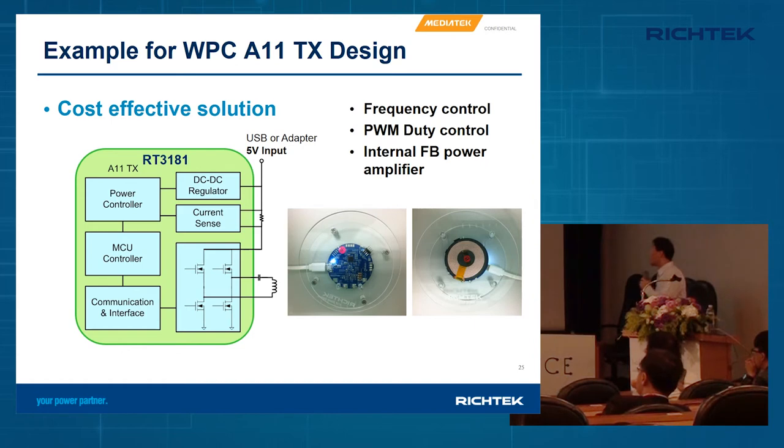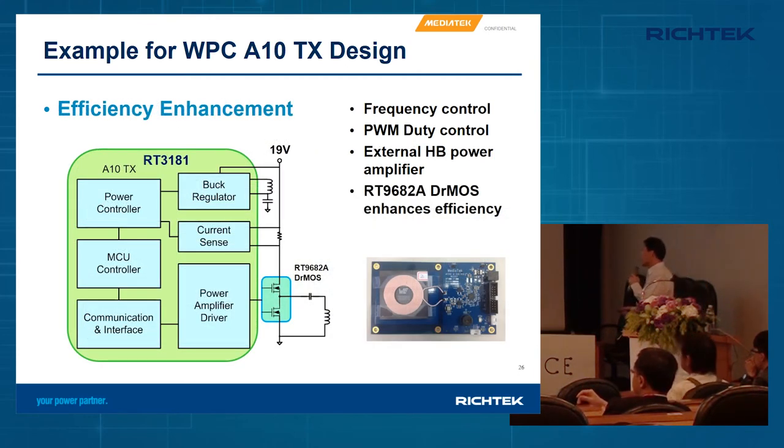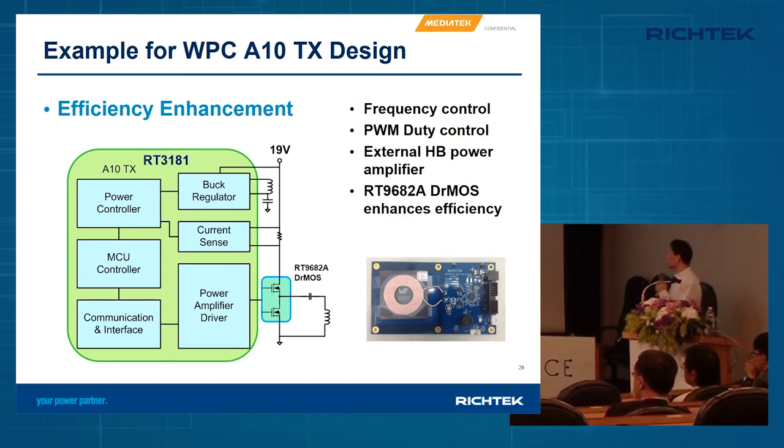Farina will show some pictures for the solution. For the A11 design, the input power is 5 volts. The RT3181 can drive the coil with an internal power amplifier. So this one is the cost-effective solution. For the A10 design, the input voltage is 19 volts, and this chip drives the coil with an external half-bridge power amplifier. And the MOSFET can use the RT9682A DRMOS to enhance the efficiency.